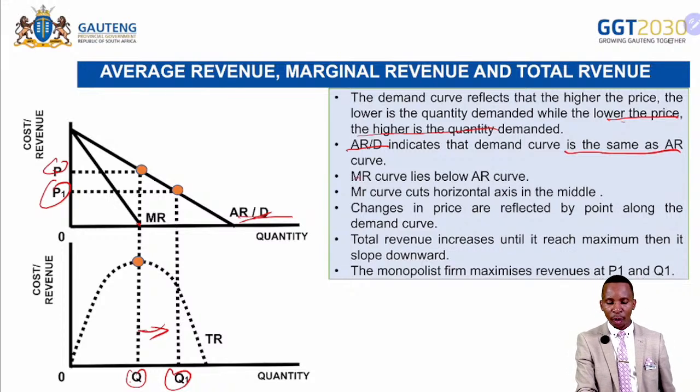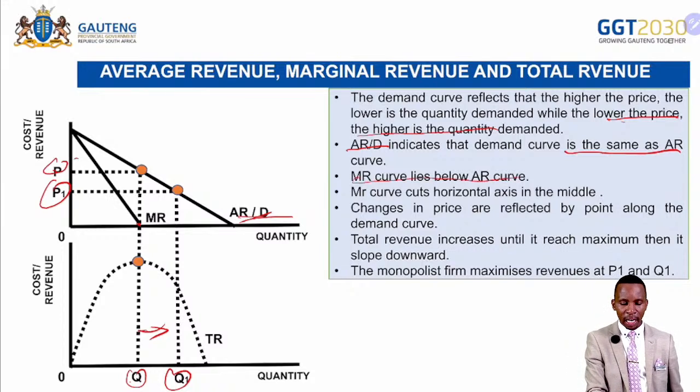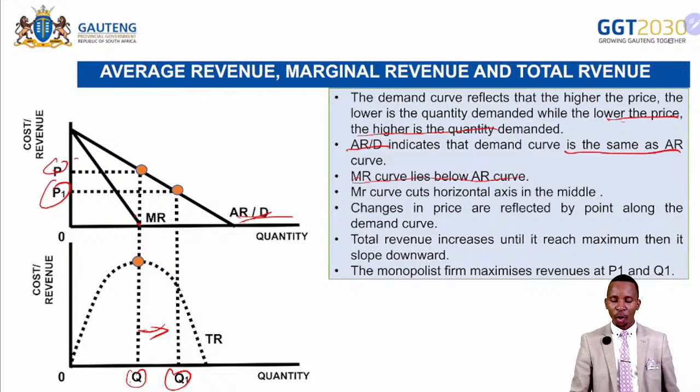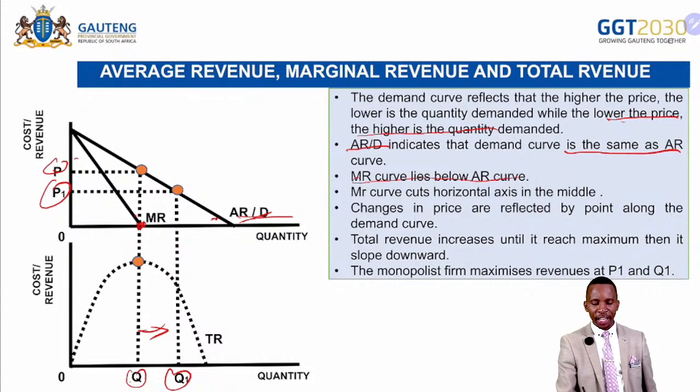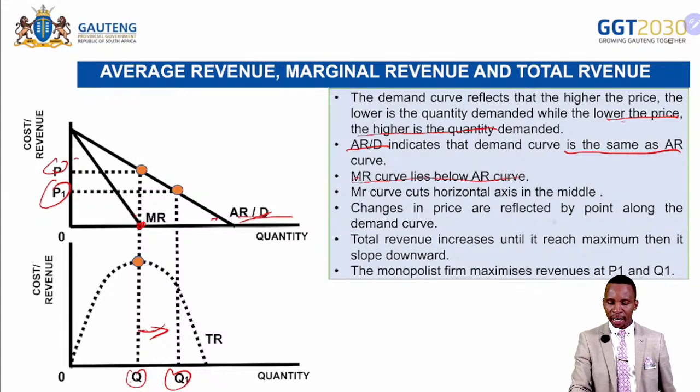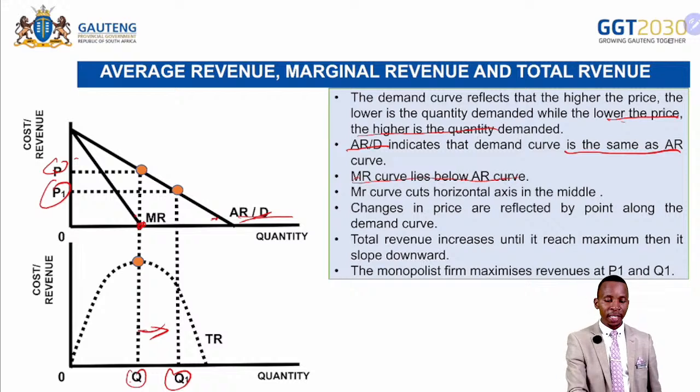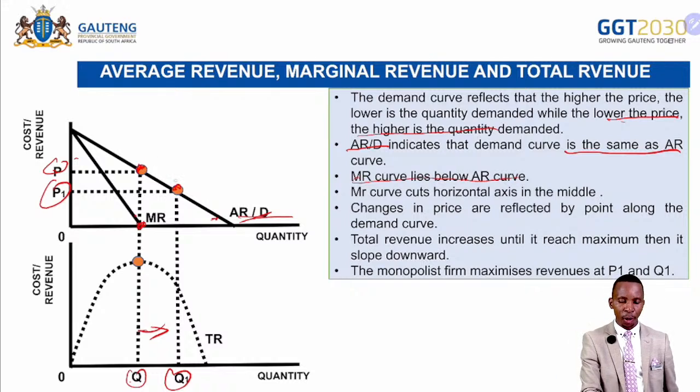The MR curve lies below AR as usual. We have seen it is lying below AR. They are only equal at the initial point. The MR curve cuts the horizontal axis in the middle, between AR, which is D, and the vertical axis. Changes in price are reflected by points along the demand curve. So the change in price is indicated at this point and this point. You can name them point A and point B.